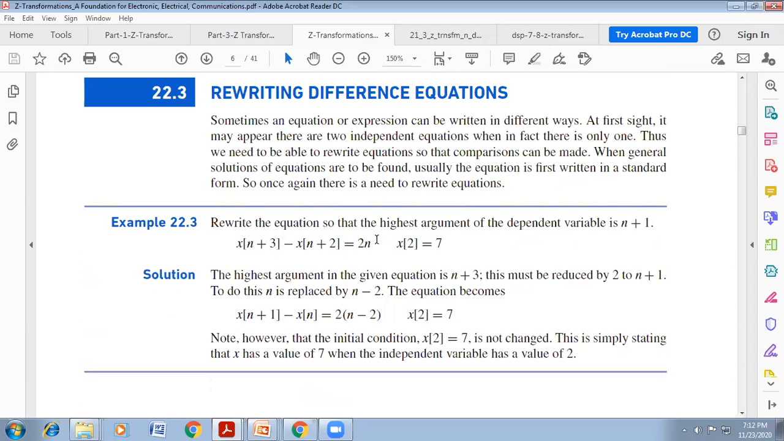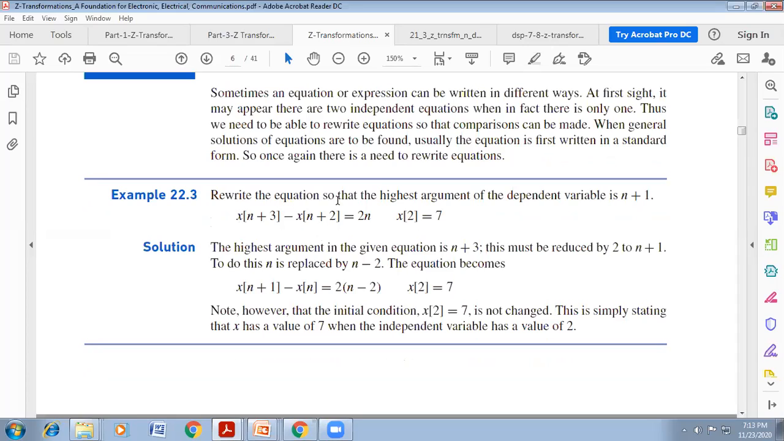Now rewriting the difference equation. How to rewrite the difference equation? Sometimes an equation or expression can be written in different ways. At first sight, it may appear there are two independent equations, when in fact there is only one. Actually, it seems to be two independent equations, but that is not true. Thus, we need to be able to rewrite the equation so that comparisons can be made. When the general solution of the equation is to be found, usually the equation is first written in a standard form. So once again, there is a need to rewrite equations.